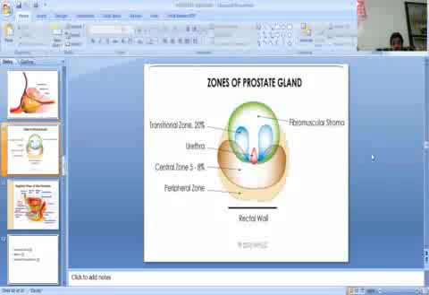Okay, students. This is some part of the anatomy of the prostate gland.